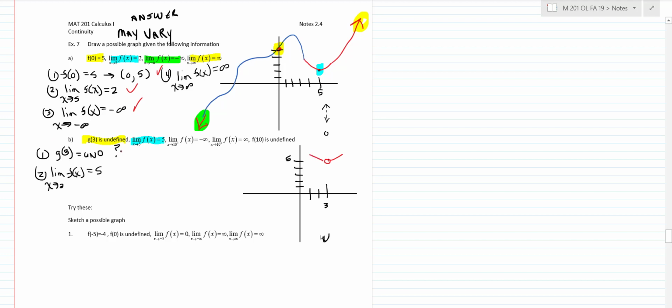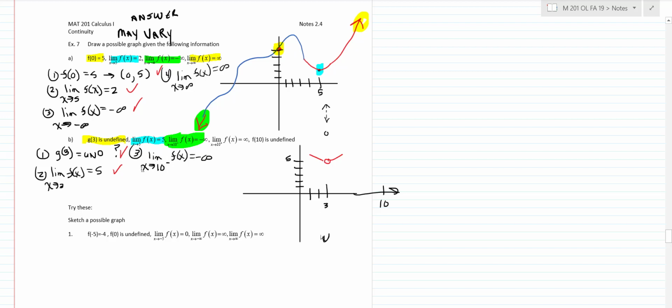So right now, I've actually established both conditions. I'm undefined, and the limit as x goes to 3 is approaching 5. So that's good. Then we get into the next thing, which is this. We have the limit as x approaches 10 from the left of f of x is negative infinity. So we're going to move way out here to 10.